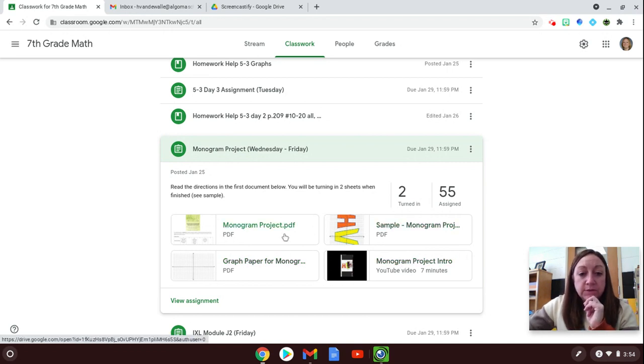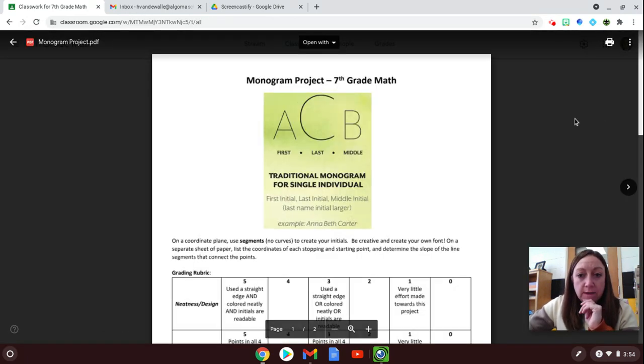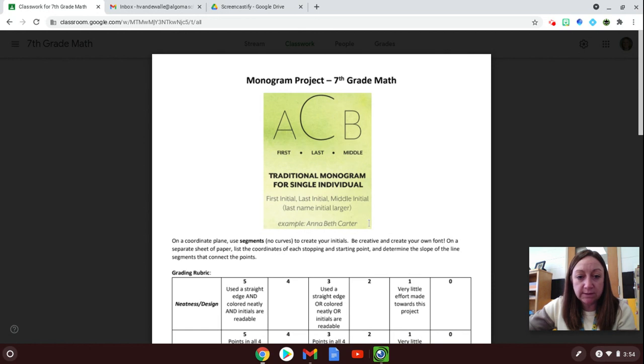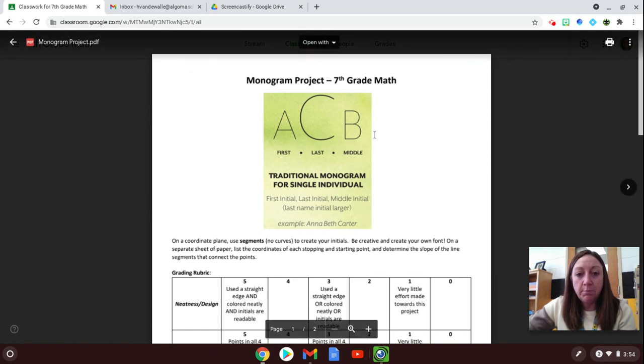So first of all, if we look at the directions, a monogram is basically your initials, okay? So with that, the middle one is the biggest, and that's going to be your last initial. So for example, this person's name is Anna Beth Carter. So her monogram would be A and then a big C and then a B. So Anna and Beth are surrounding the Carter.